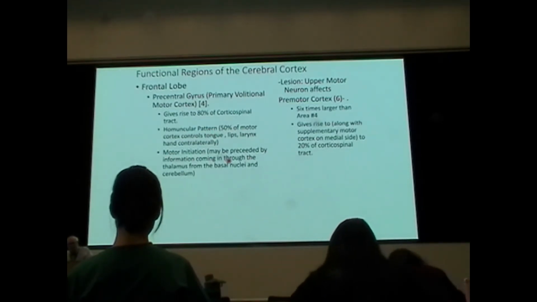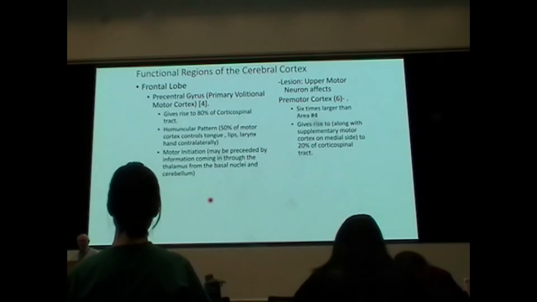Motor initiation may be preceded by information coming through the thalamus from the basal nuclei and the cerebellum, because they are there to modify the motor information the cortex originally gave to them. They're going to sit back and say, okay, you can do this, you can do this, you can do this, so we get nice smooth, coordinated movement of the brain output.